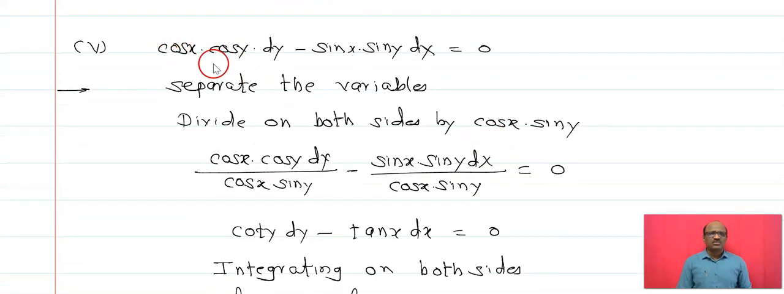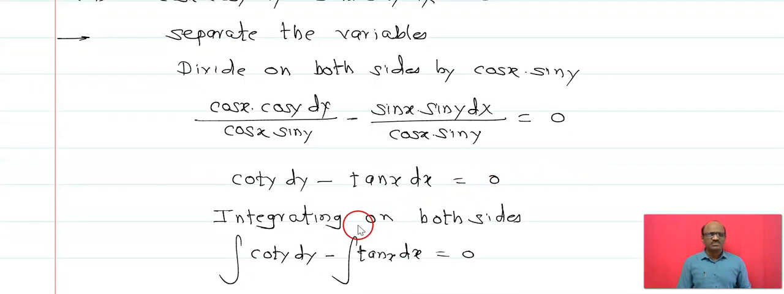Now the next is cos x into cos y into dy minus sin x into sin y into dx, that's equals to 0. Now what's happening again here? Here is dy, and the term that we do not require here is cos x. What about here? Here is dx and here is sin y. Therefore, take the multiplication of these two terms, that is, to separate the variables, divide on both sides by cos x into sin y. Then you will get cos x into cos y into dy upon cos x into sin y minus sin x into sin y into dx upon cos x into sin y, that's equals to 0.